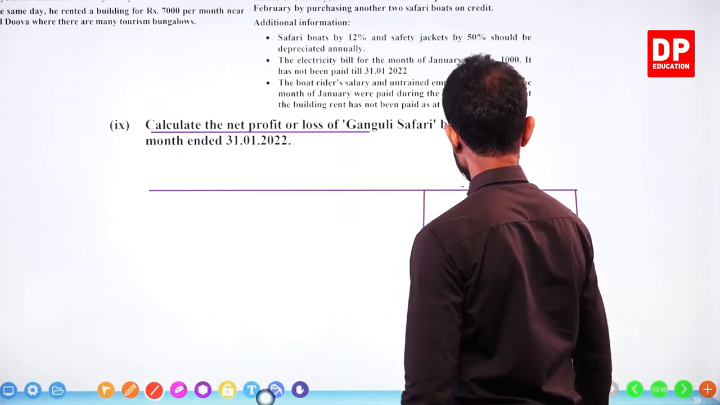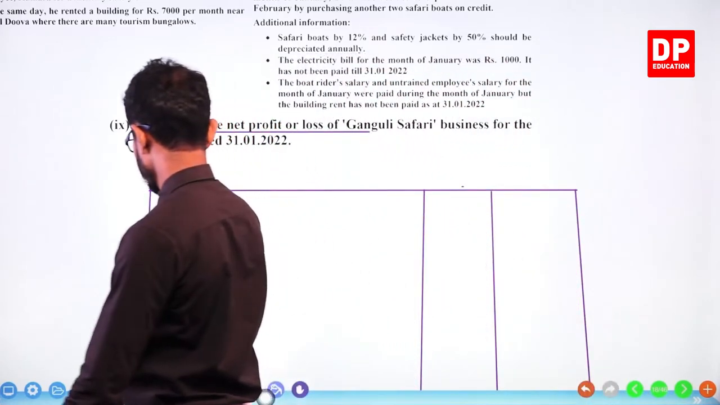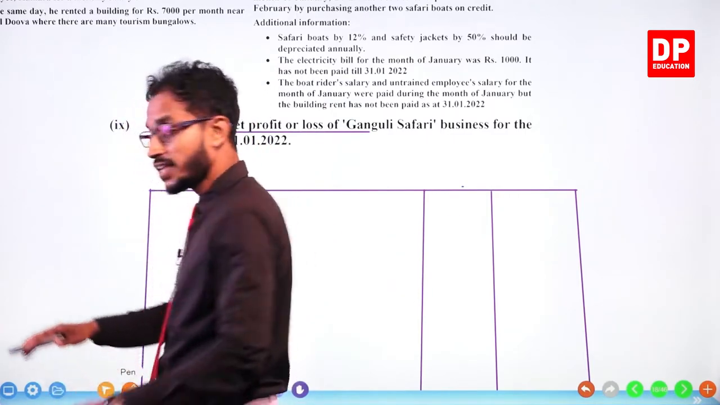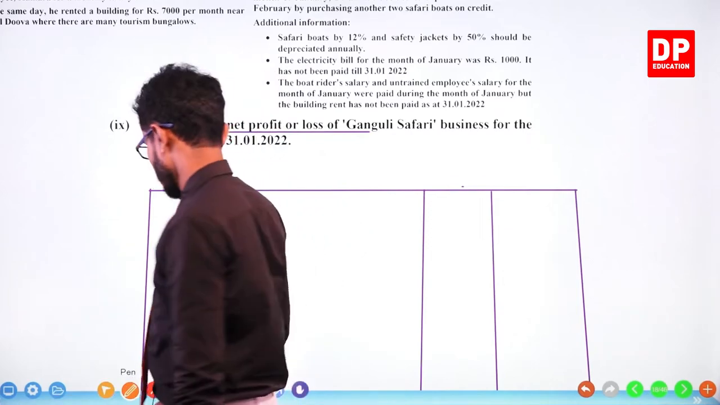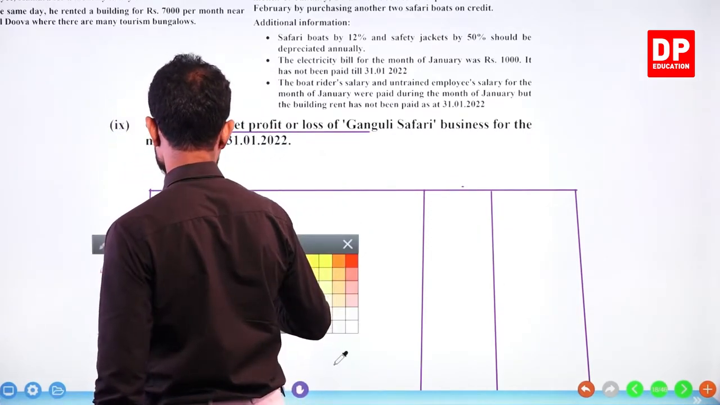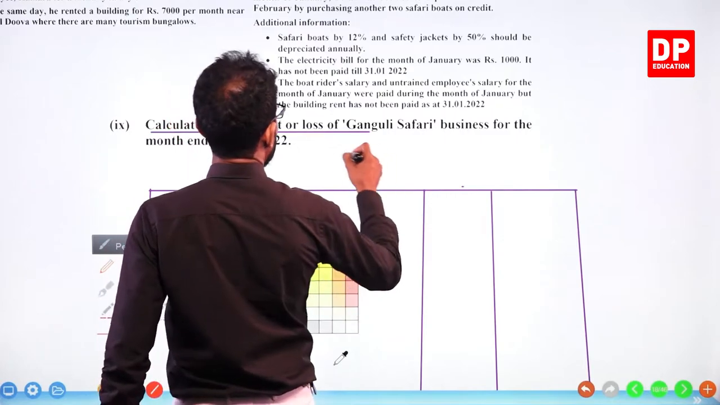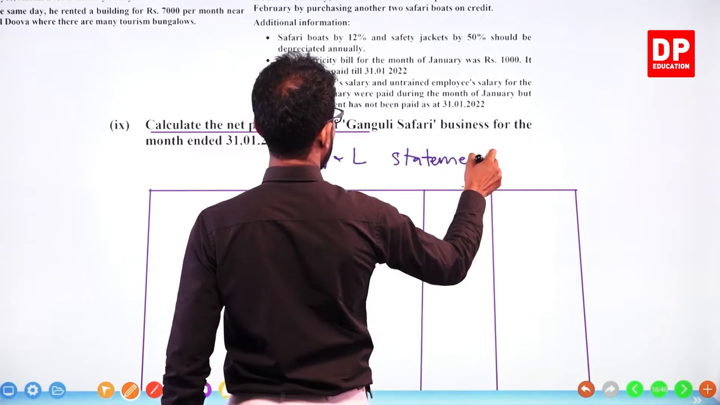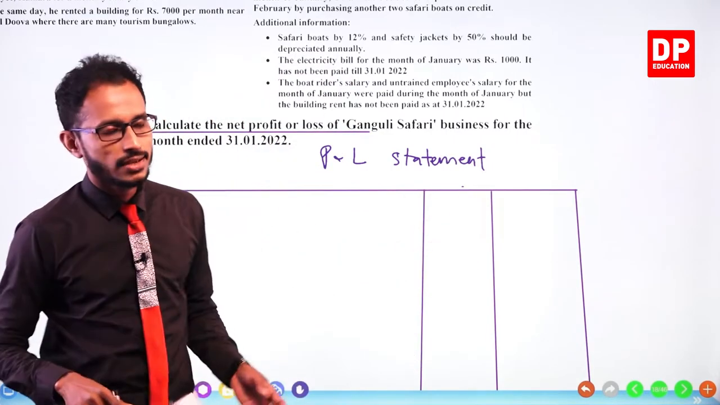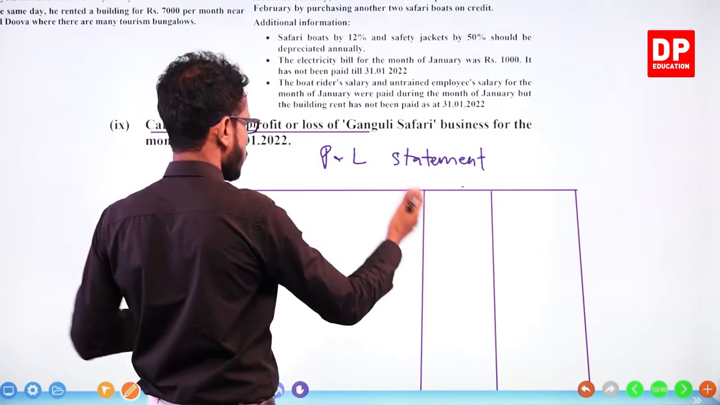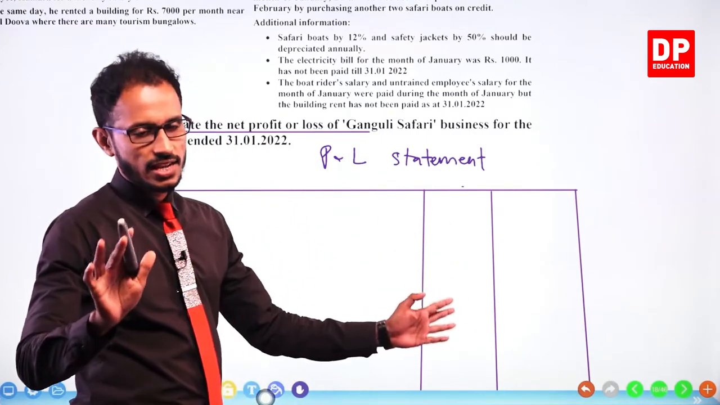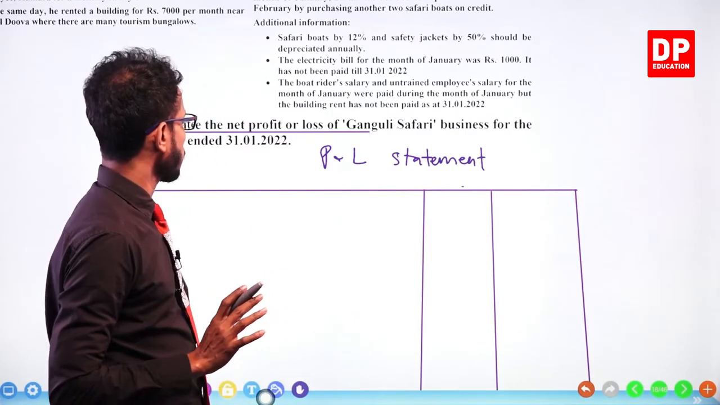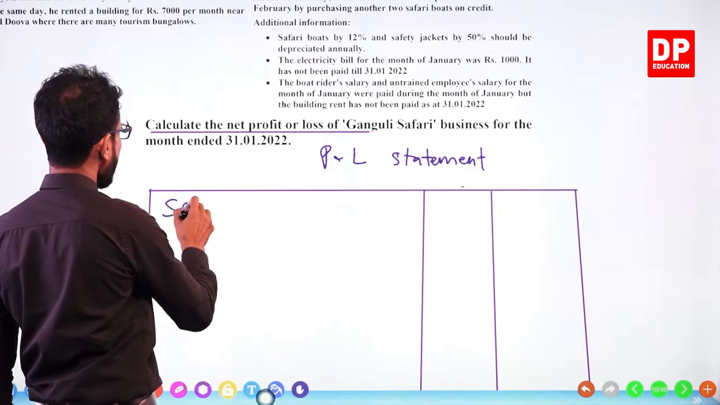Okay, here we go. Just in case we have a lot of items, that's why I ruled it in a large way. This is the profit or loss statement. I'm not going to write the full titles and names, because this is a working. The final answer, the profit, is what matters here. Profit loss statement. Service income should be on top.